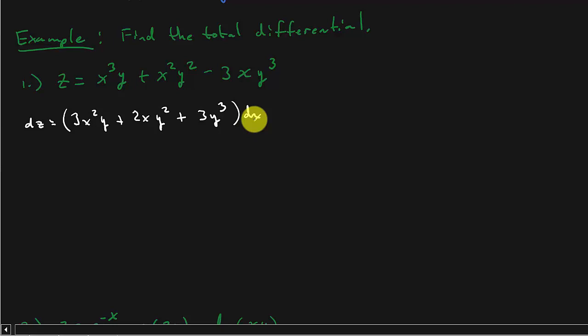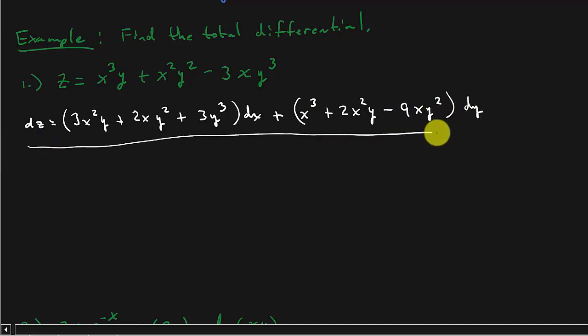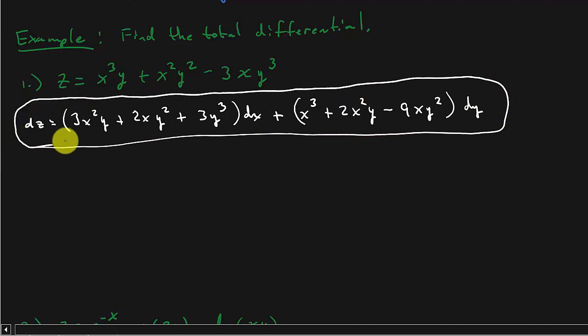Now we have the partial with respect to y. That's going to be plus x cubed. Y is the variable, x cubed is a constant. Then the 2 comes down, the exponent 2 on the y, so that's plus 2x squared y. And then minus, and in this one the 3 comes down, so that's 9xy squared. And then that is times dy. And this is your total differential.